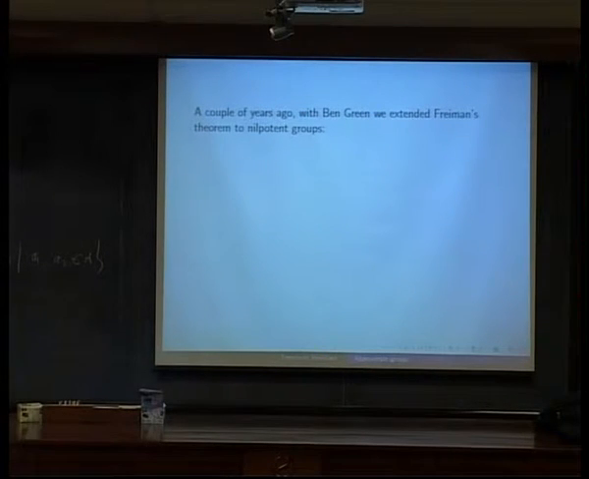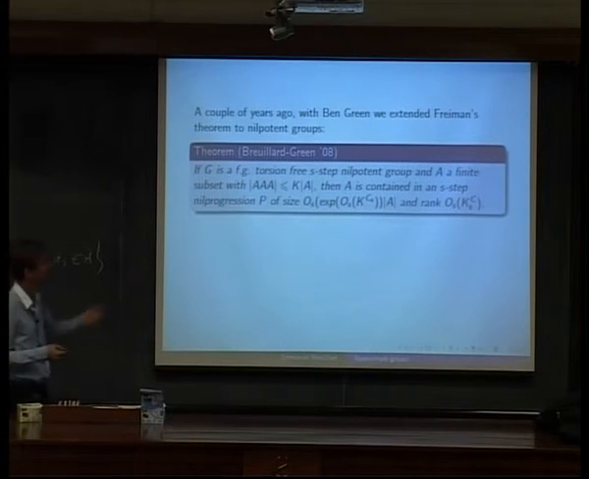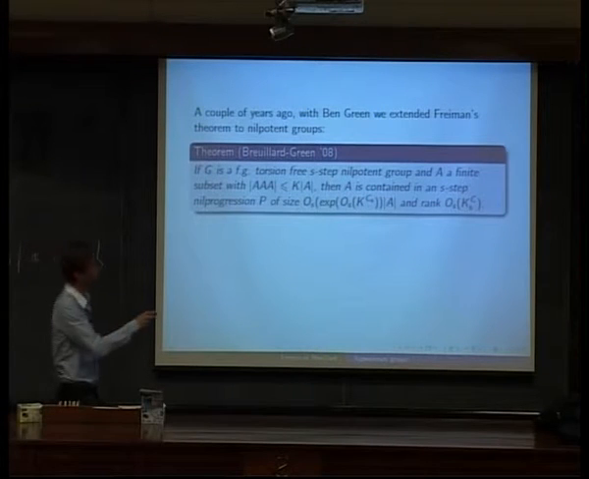And so, a couple of years ago with Ben Green, we extended Freiman's theorem to nilpotent groups. As expected, essentially the same thing happened in a nilpotent group. If you take a torsion-free s-step nilpotent group, and a finite subset A with |A times A| less than K times |A|, then this implies that A is in fact contained in an s-step nil progression of bounded rank and of size at most a constant times the size of A.